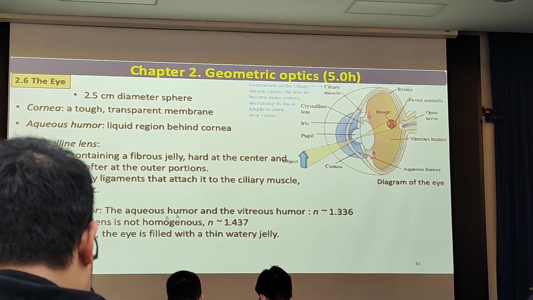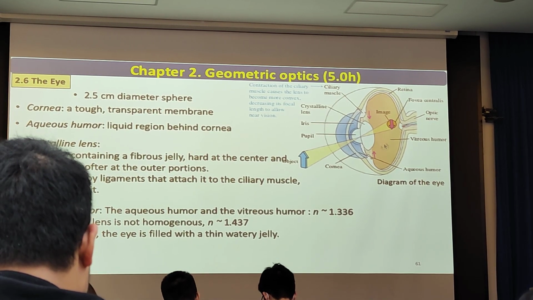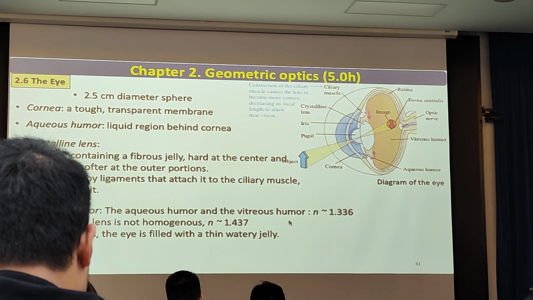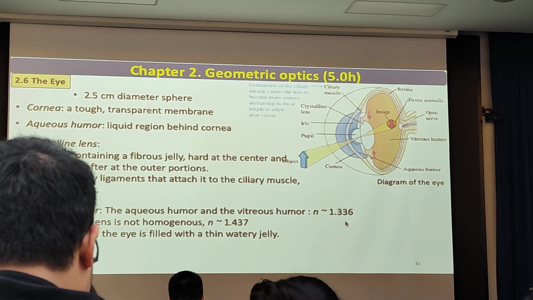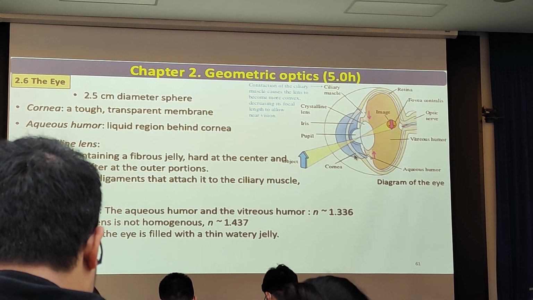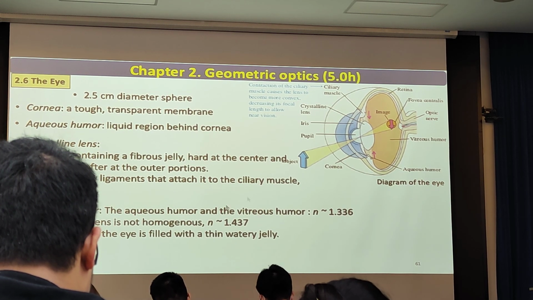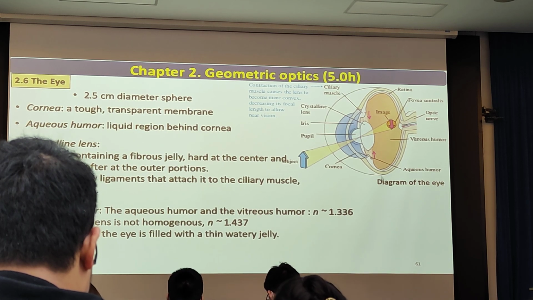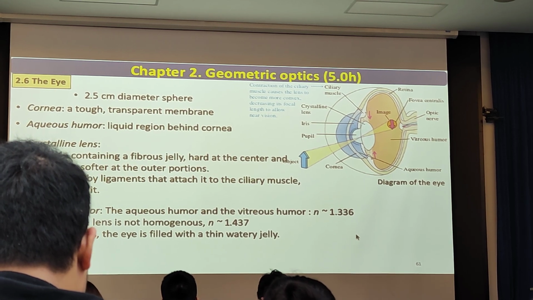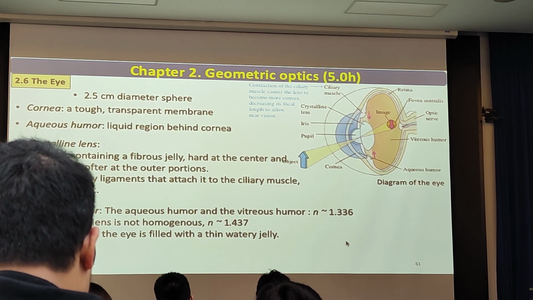You have the vitreous humor as well, here, this part. Also, the refractive indexes of the aqueous humor and the vitreous humor are more or less similar, and similar to the refractive index of water, around 1.336. And the crystalline lens you have here is not homogeneous, with a refractive index around 1.437. And behind the lens, we have the vitreous filled with thin watery jelly. So you have these different materials and different elements of the eye.